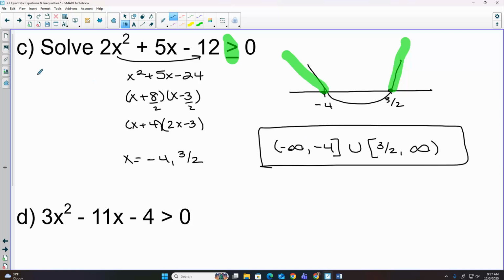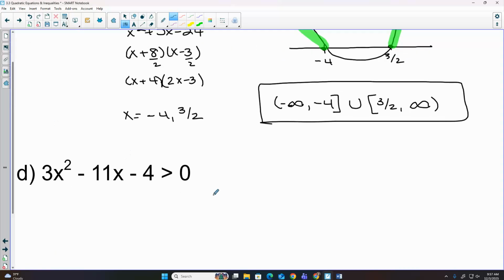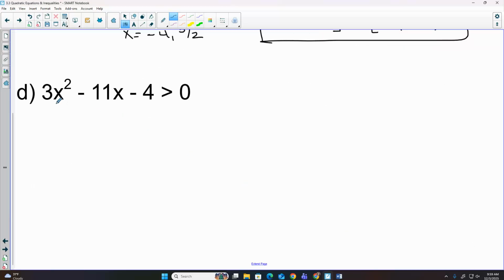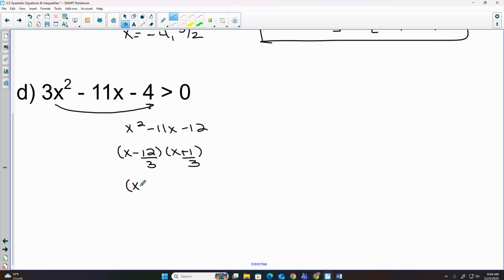Why don't you guys try D then? You have to slip and slide. So that factors into x minus 12, x plus 1. Divide your 3 back, so we get x minus 4, 3x plus 1. So the two numbers that make it equal 0 are 4 and negative 1/3. You get that?